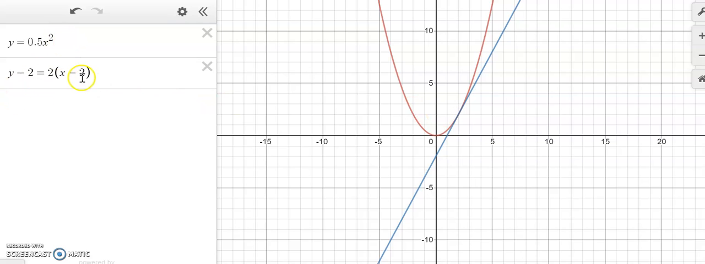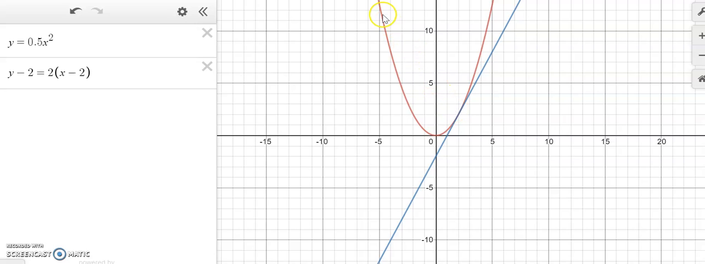And y minus 2 equals 2 times parentheses x minus 2. This is that blue line. You can see this is the equation of that blue line in point slope form. Now, if you look at this, this blue line is tangent to this parabola at the point (2, 2). Okay? They touch at (2, 2).